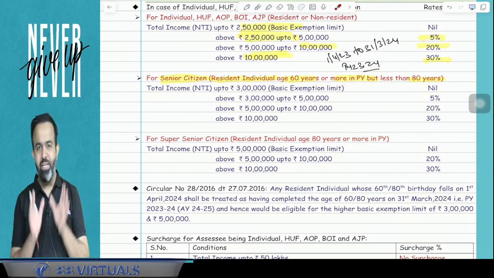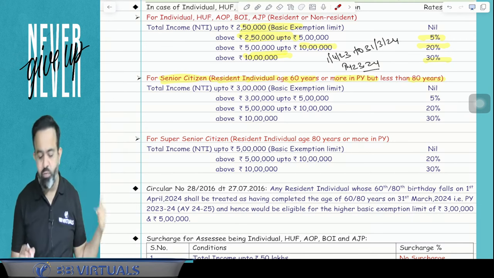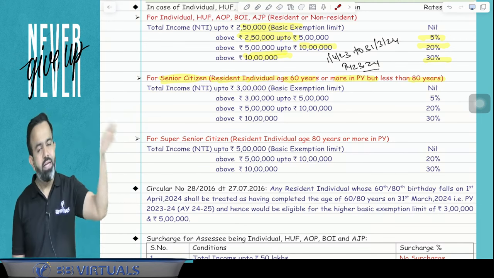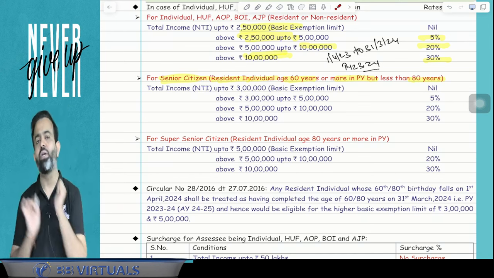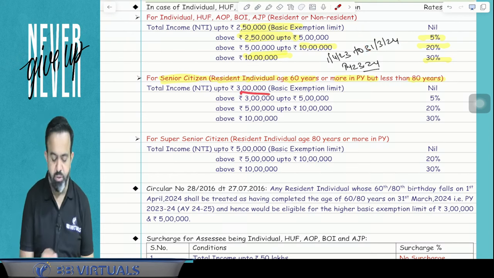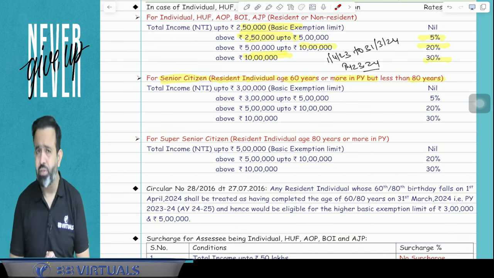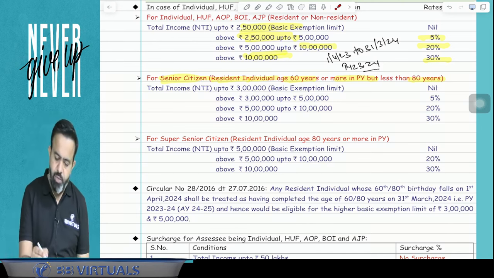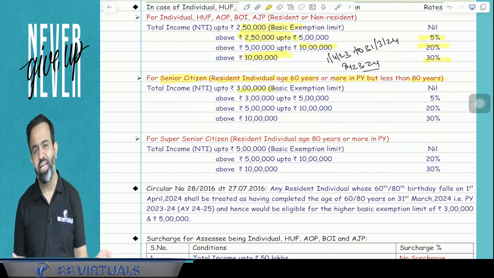So what I'm saying is, if any person is celebrating the 60th birthday on 1st April 2024, it is assumed that he has completed his age of 60 years on the last date only, that is 31st March 2024, and he can claim the higher basic exemption of 3 lakh. Now try to understand, in case of a senior citizen, 3 lakh is the basic exemption. Up to 3 lakh, there is no tax. 3 lakh to 5 lakh, 5%; 5 lakh to 10 lakh, 20%; more than 10 lakh, 30%.